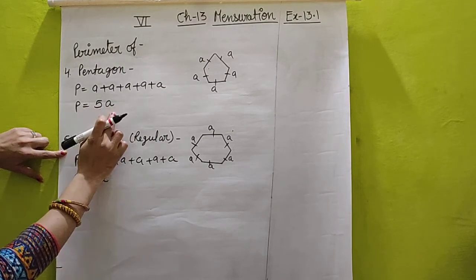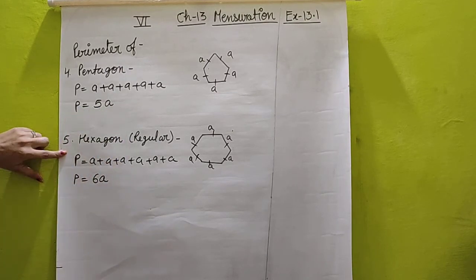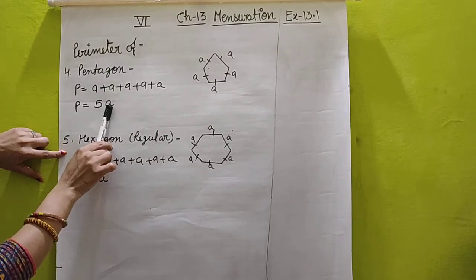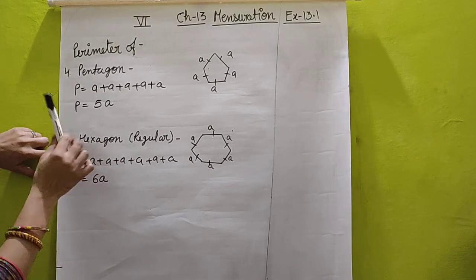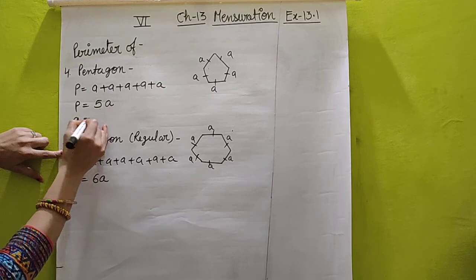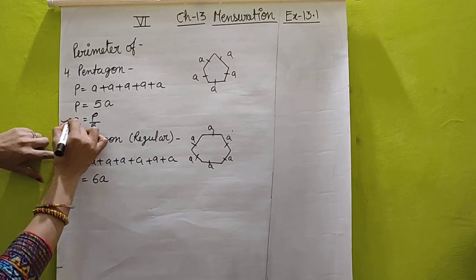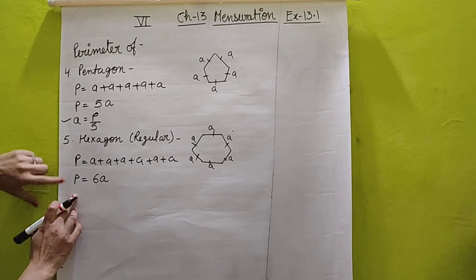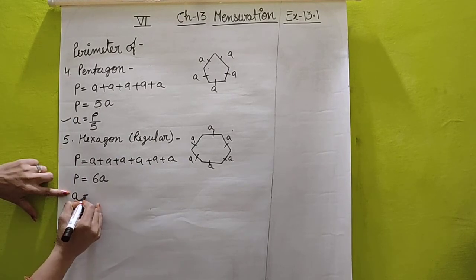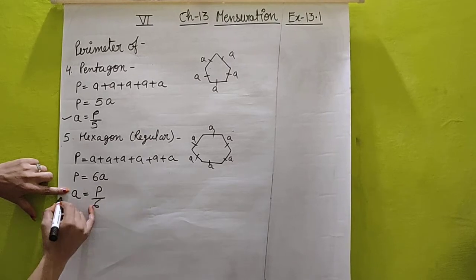Now here also you can find the value of A. The value of A, meaning the value of side, you can find when the perimeter is given. Then your formula will be A equals P upon 5. The value of A will be P upon 5. From here also you can find the value of A. It will be P upon 6.